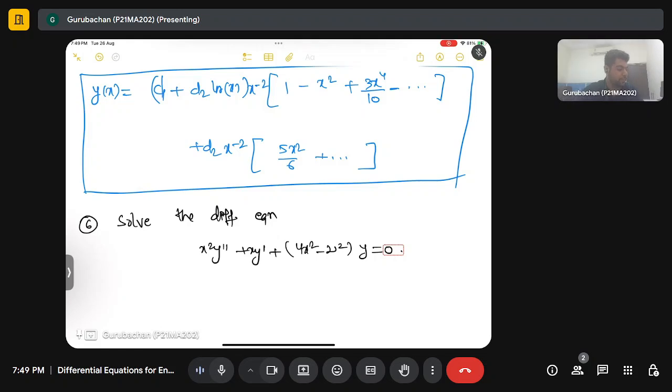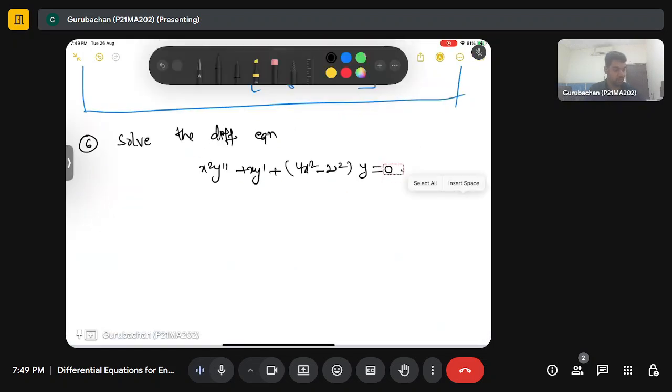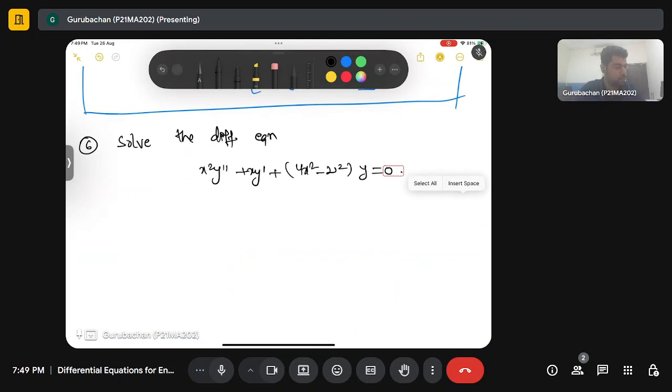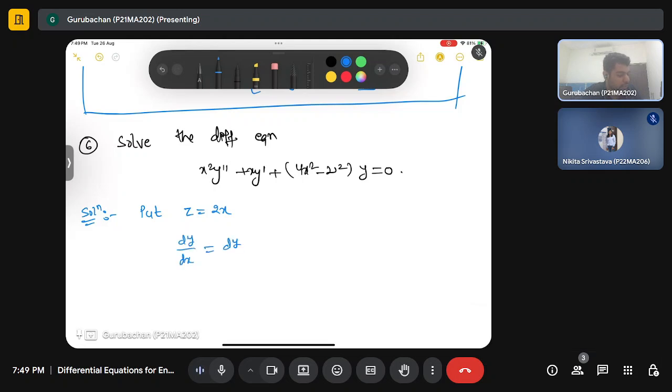So let us do the substitution, or you can say the transformation, to convert this into the Bessel differential equation form. So what we will do, we will try to put z equal to 2x. If z equal to 2x, what you will get? You will get dy by dx to be dy by dz, dz by dx. So it will be 2 times of dy by dz.